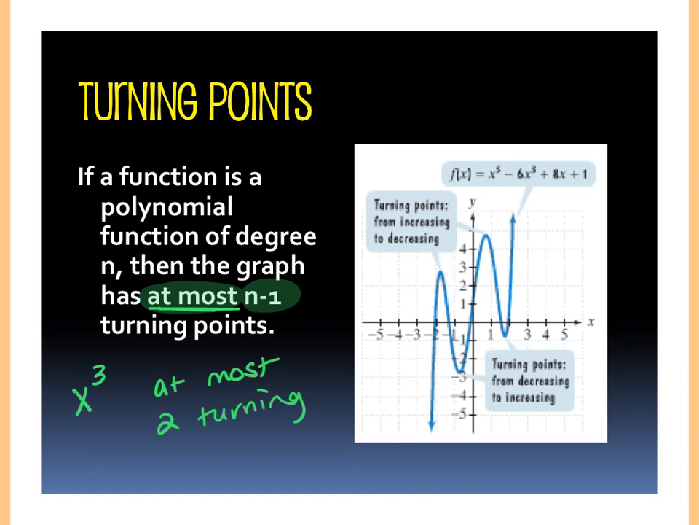So if x to the 5th is the highest exponent here, this has 1 turning point because it goes from increasing to decreasing, then it goes decreasing to increasing. That's a second turning point. Increasing to decreasing, that's a third turning point. Decreasing to increasing, that's a fourth turning point. So that's the most amount of turning points it can have.